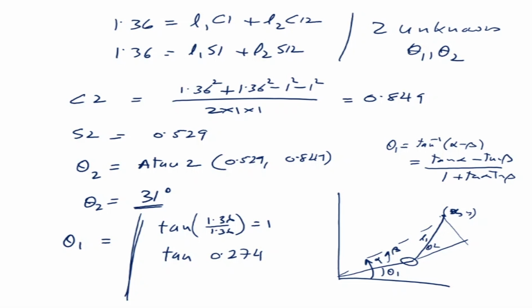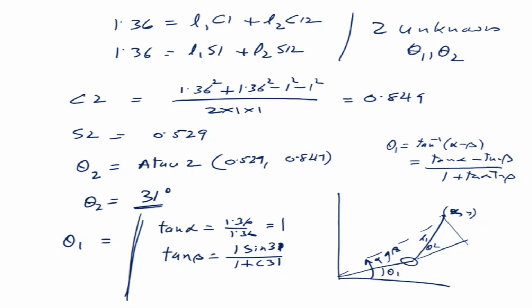When I do that, what do we get is theta 1. So tan of alpha minus beta. Sorry, I've not written it correctly. So tan alpha is equal to 1.36 divided by 1.36. Please note, make the correction, I did not write it correctly. And tan beta is equal to 1 into sine 30 by 1 plus, theta 2 was 31, right? 31 plus cos 31. So theta 2 was almost 31 degrees.